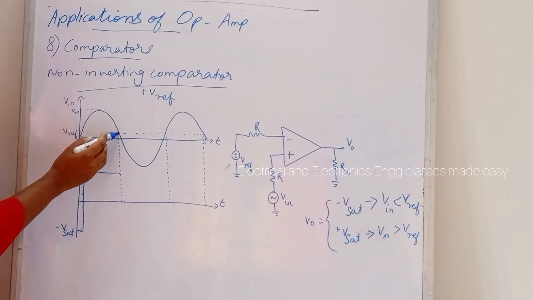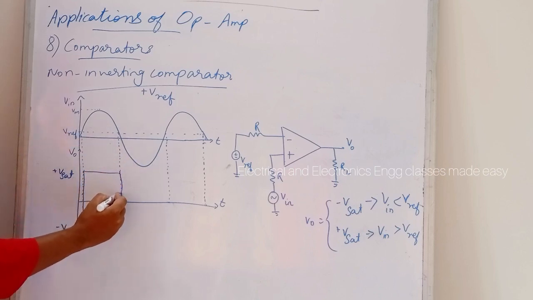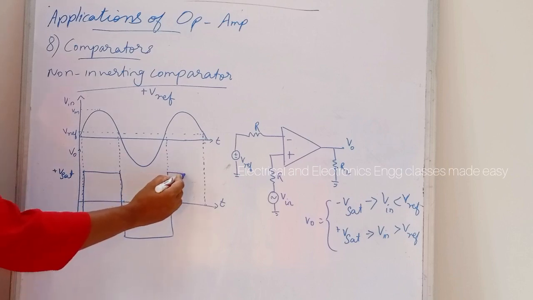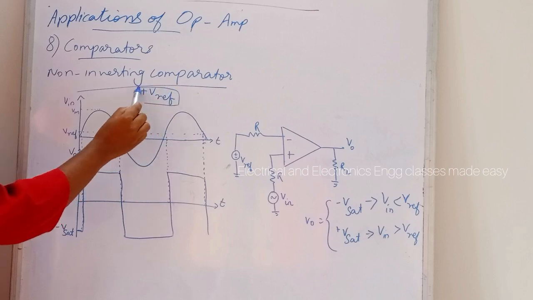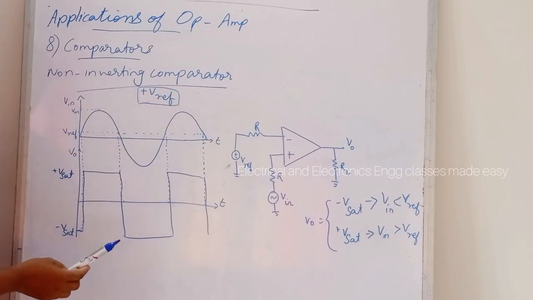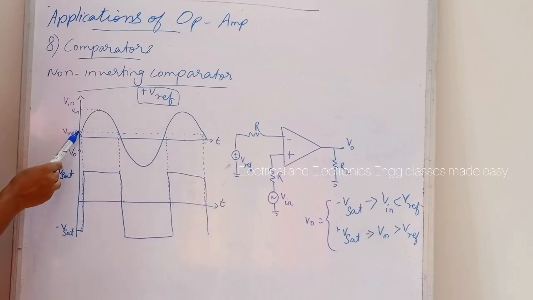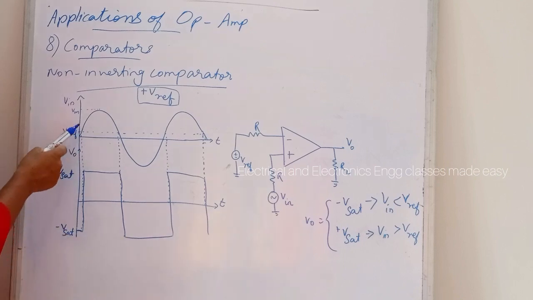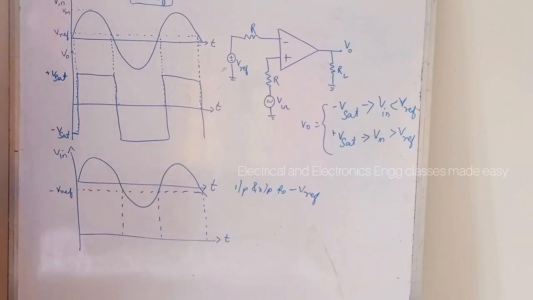Again here V in is less than this V reference, so it goes to the negative saturation. Then again here it goes to the positive saturation. So this is the output for a positive reference voltage. That is, if the reference voltage is positive, then when V in is less than V reference, it goes to the negative saturation, and when V in is greater than V reference, it goes to the positive saturation.